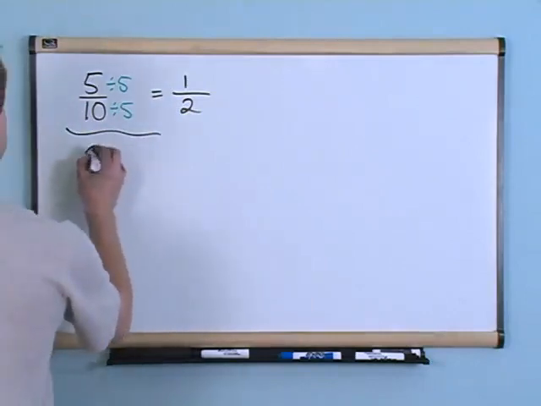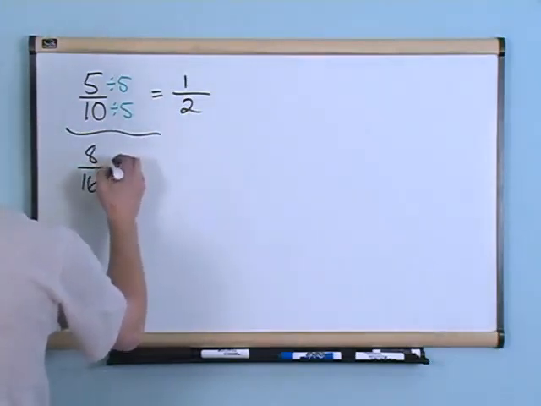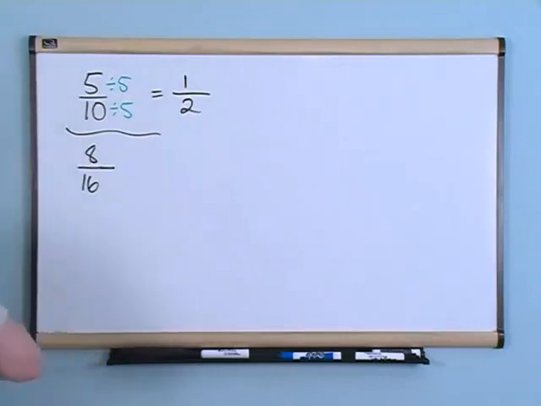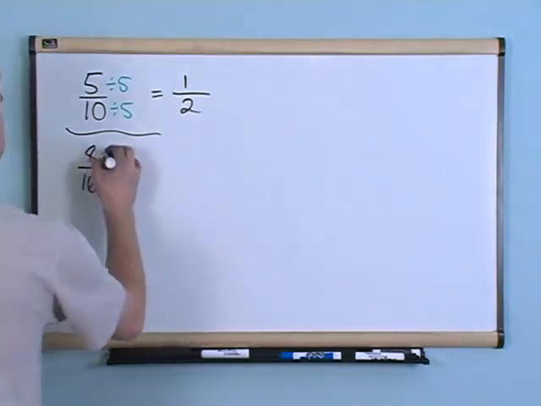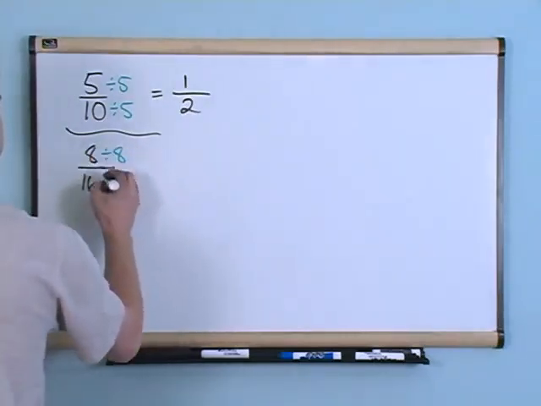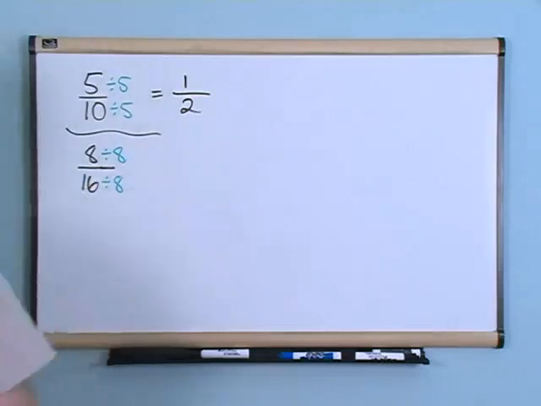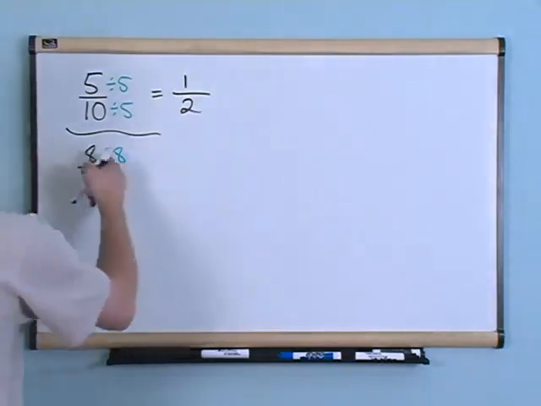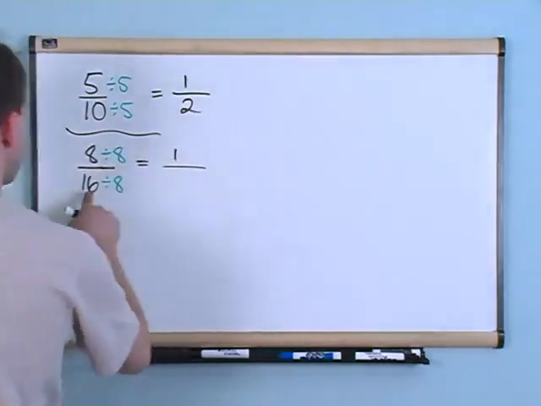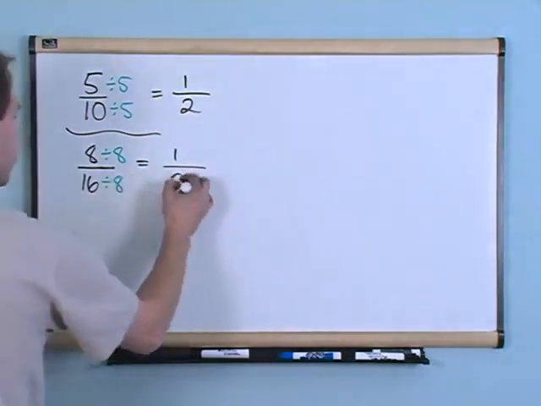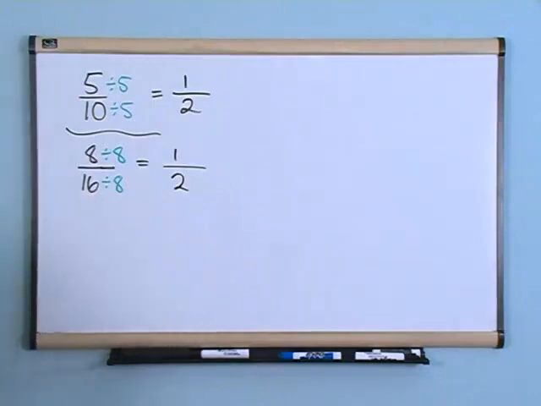Now let's say you have 8/16. Can you simplify this? Yes, you can, because you can divide the top by 8 and the bottom also by 8. Okay? And when you do that, 8 divided by 8 is going to give you 1. 16 divided by 8 is going to give you 2 because 8 times 2 gives you 16.